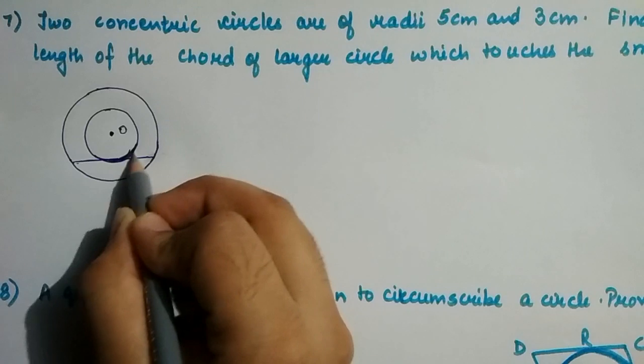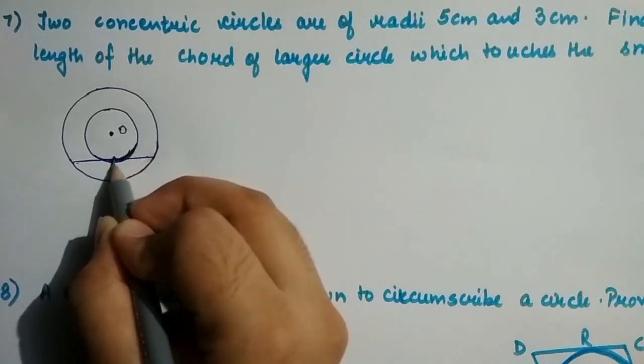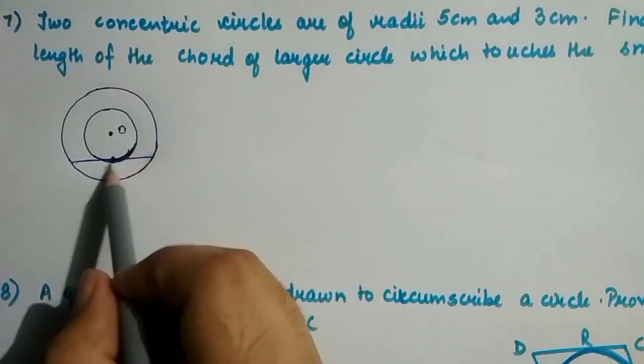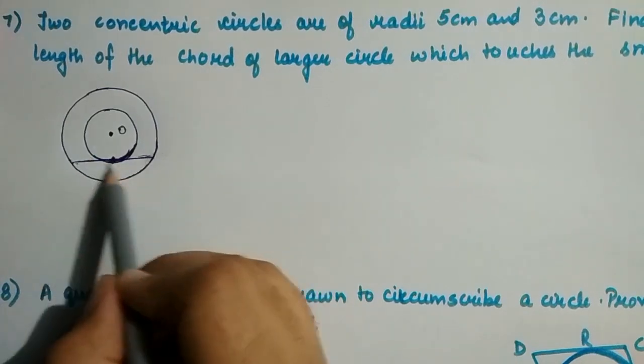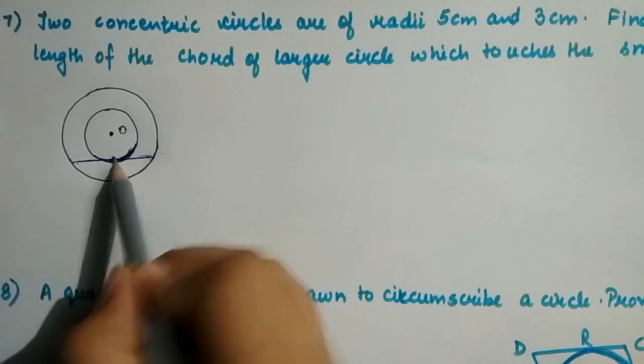It also touches the smaller circle at one point. In this figure I have not made it properly, but you should understand that this chord of the larger circle touches the smaller circle at only one point. It is given.